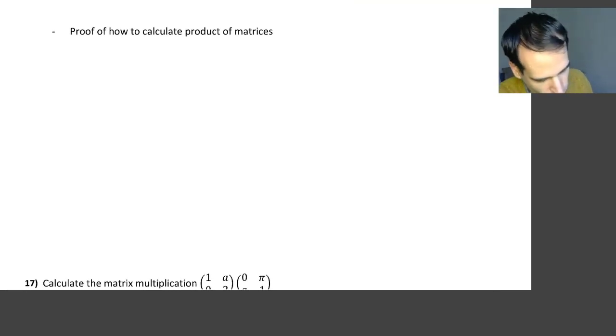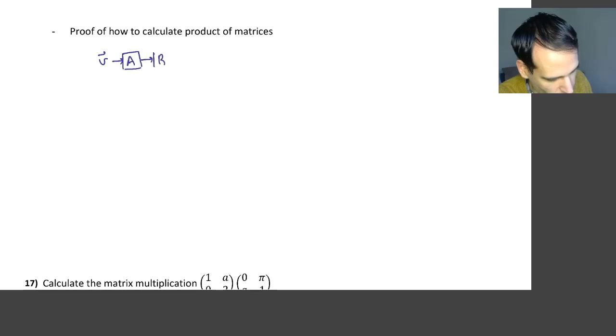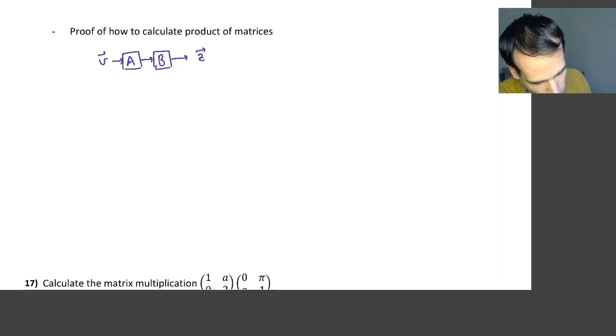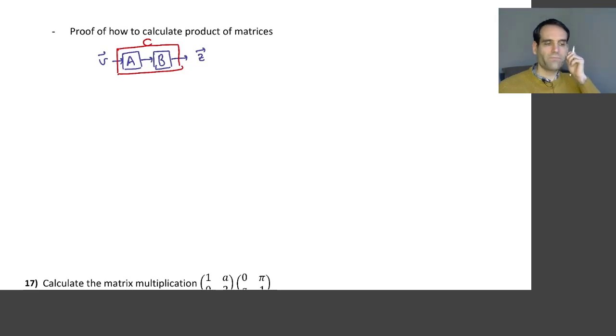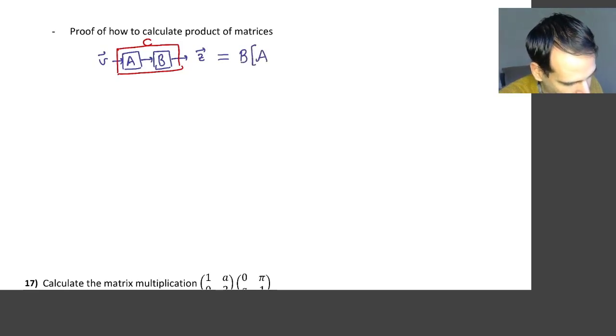Let's give names to our vector V that we start with. Then we apply the transformation A. Then we apply the transformation B. And let's say that we end up with vector Z. Okay? And now this joint transformation, we call it transformation C. So what can we say about vector Z? Well, vector Z is equal to transformation B applied to transformation A applied to vector V. Right? That is obvious.